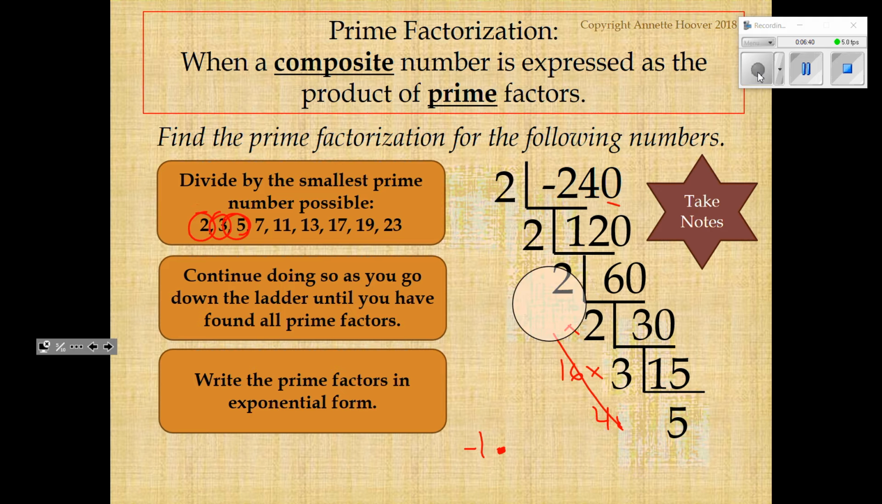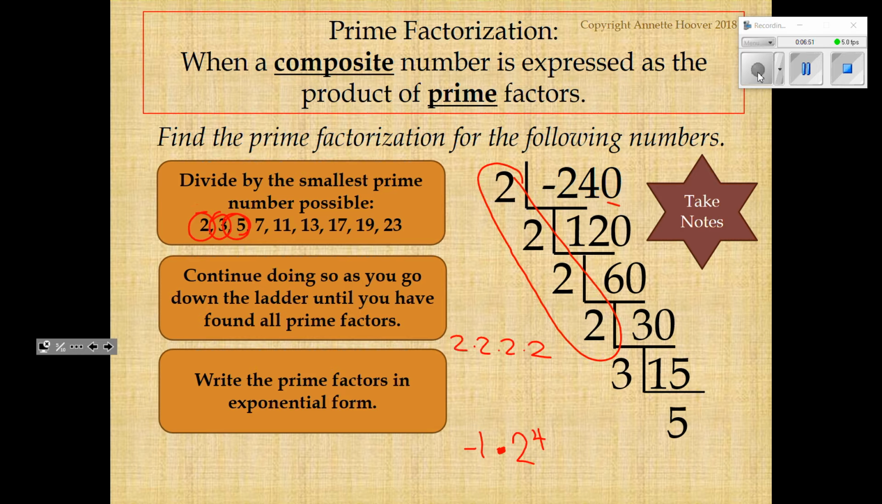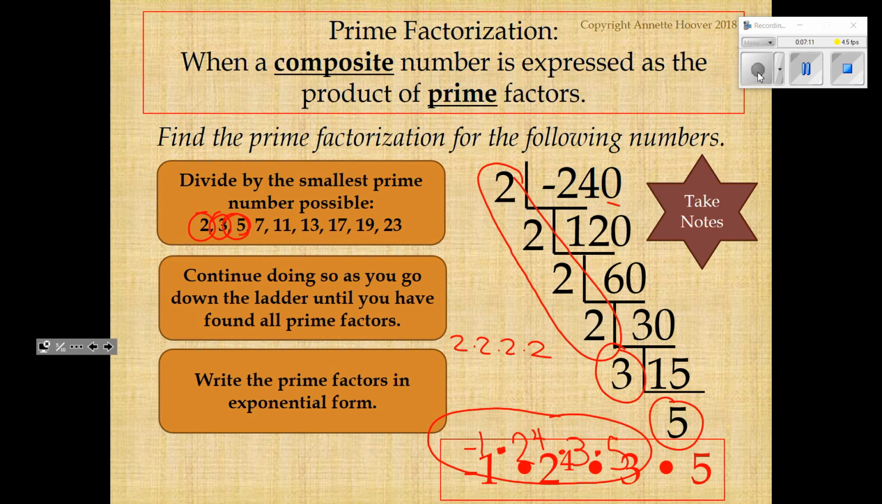So when we're going to write this in exponential form, we look up here, we have 2 times 2 times 2 times 2, 4 times. So how can we write that with an exponent? We write 2 to the 4th power times, we have one 3, so we're just going to say times 3, times, and we have one 5, so we just write 5. So here is -240 written in prime factorization. Watch out for negatives. If it's negative, make sure you put that -1 down first, or you will not get a negative.